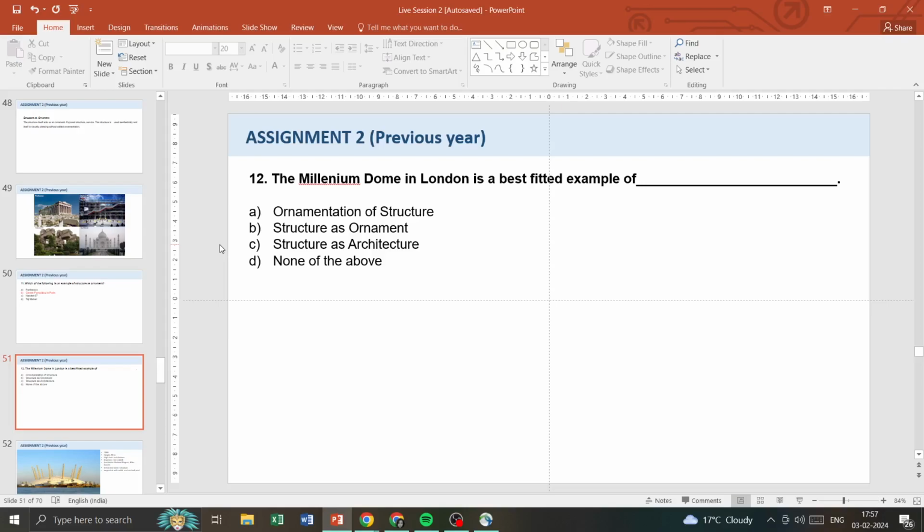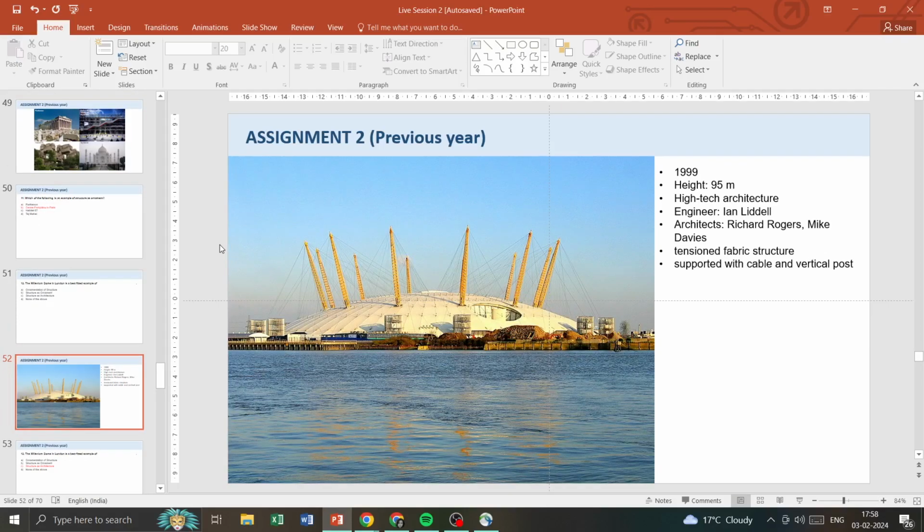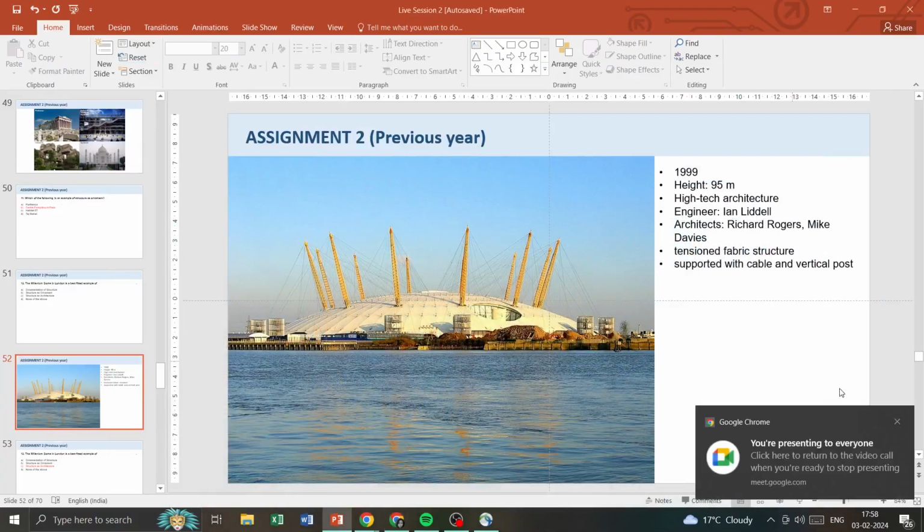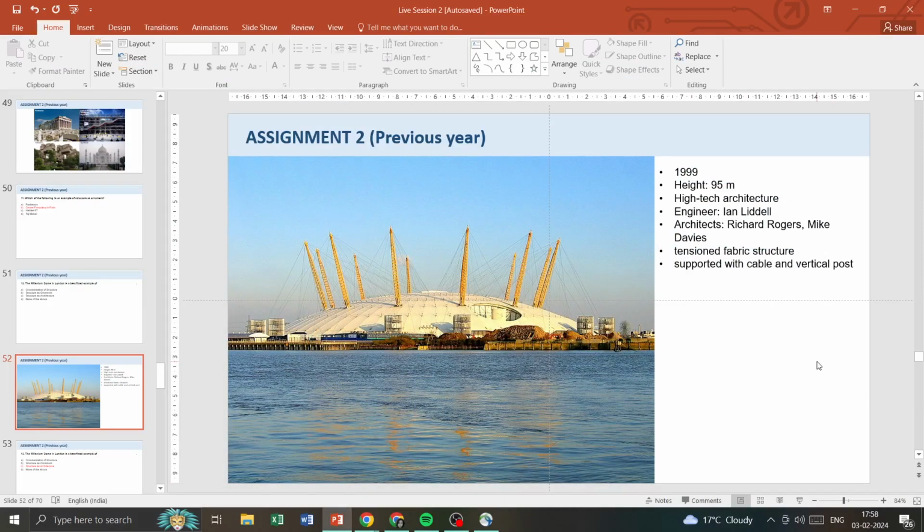Question number 12. Millennium Dome in London is the best fitted example of ornamentation of structure, structure as ornament, structure as architecture, none of the above. So this is what Millennium Dome looks like. It was built in 1999. The height is 95 meters. It comes under high-tech architecture. The engineer was Ian Liddell, and the architects were Richard Rogers and Mike Davies. It's a tension fabric structure, and it is supported with cable and vertical posts.